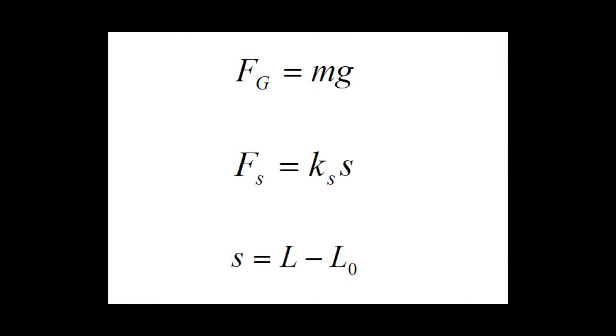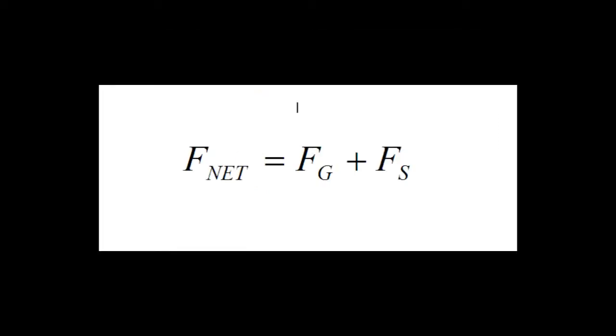The force of gravity, Fg, is given by the product of the mass and the acceleration due to gravity. The spring force, Fs, is the product of Ks, the spring stiffness, and S, the extension of the spring. Fs varies since the length of the spring, and therefore the extension, S, is not constant during the motion.